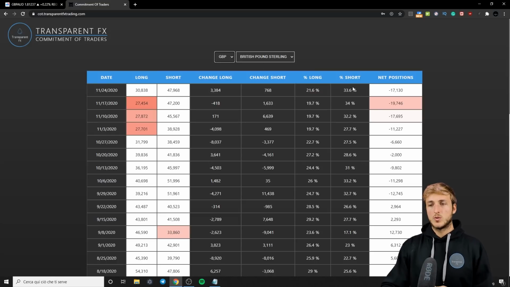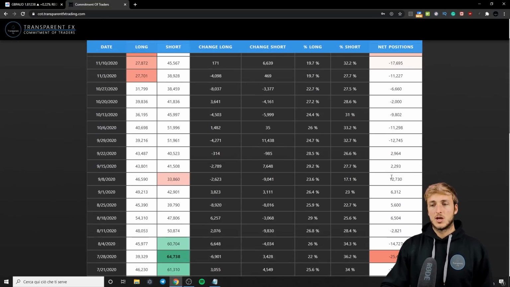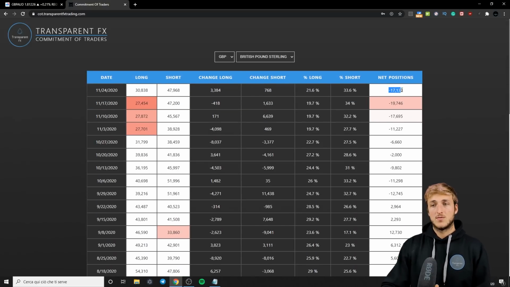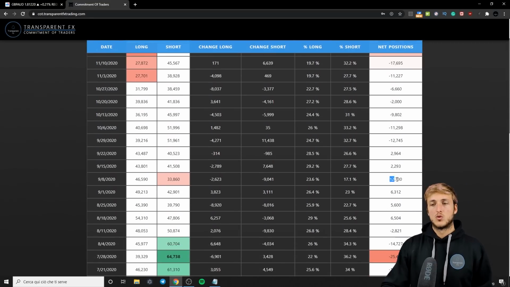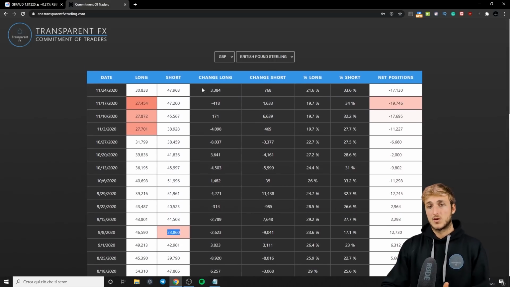Now on the pound, what we can see is that the net positioning went from having 12.7k net positions all the way down to having minus 17k net positions. This means that we went from having more longs than shorts, with 46.5k longs and 33.8k shorts from an institutional perspective, all the way down to having more shorts than longs. So the completely opposite scenario, with 47.9k shorts and 30.8k longs, with minus 17.1k net positions. So the pound is getting quite weak.